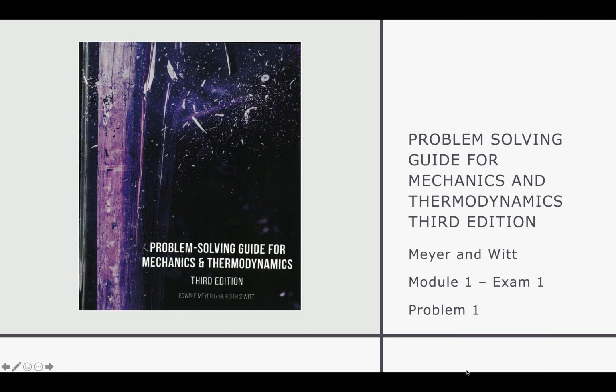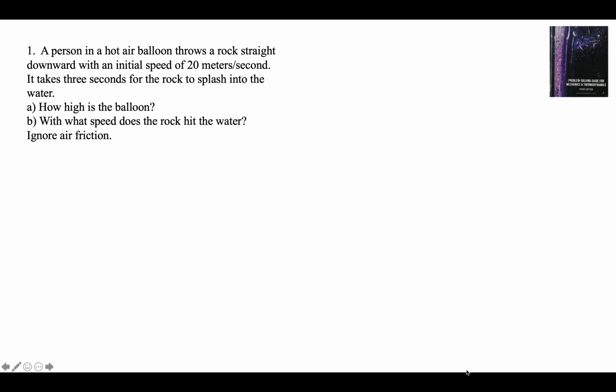This is problem 1 on practice exam 1 of module 1 in the book Problem Solving Guide for Mechanics and Thermodynamics. We have a person in a hot air balloon throwing a rock straight downward with an initial speed of 20 meters per second. That's a pretty good arm. It takes 3 seconds for the rock to splash into the water. Must be some water below. How high is the balloon? With what speed does the rock hit the water?